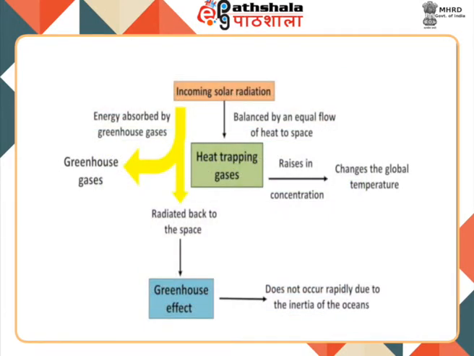Stability is attained in the global temperature when the incoming solar energy is balanced by an equal flow of heat to space. The Earth's radiative equilibrium is disturbed when heat trapping gases rise in concentration, which results in changing the global temperature.